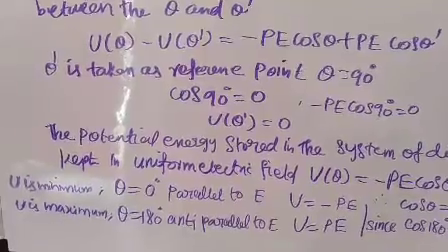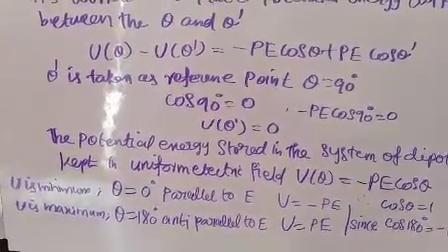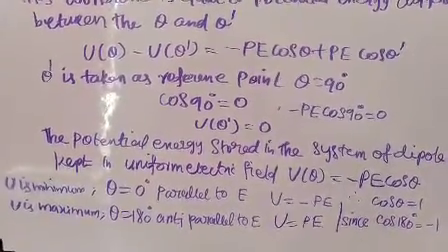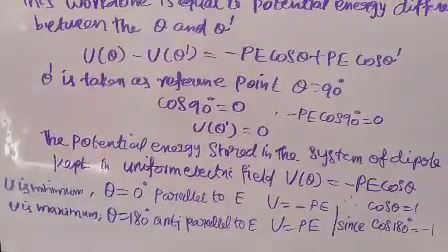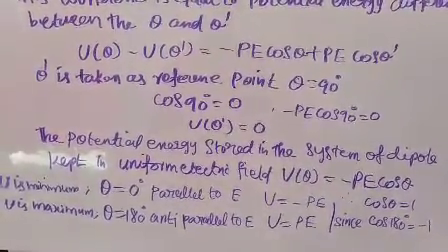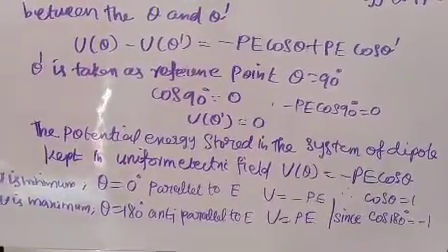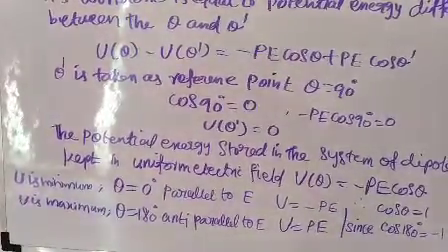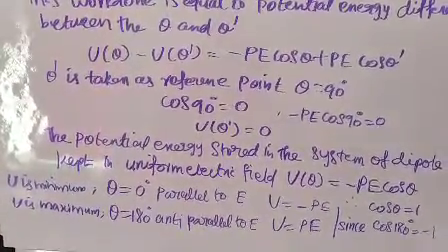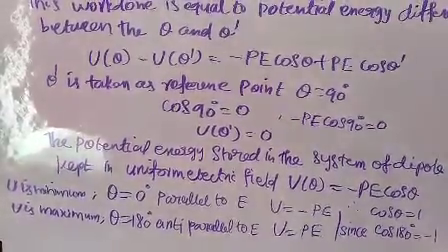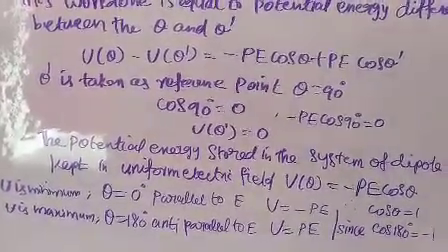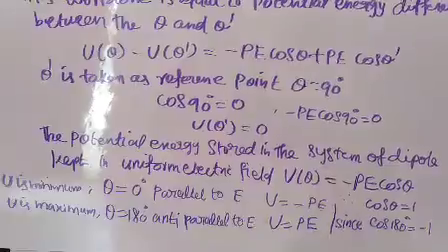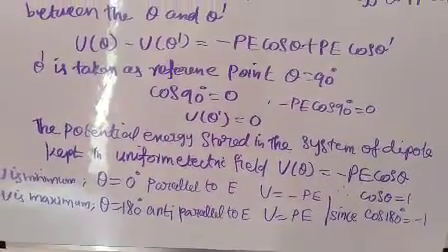Potential energy is maximum when the dipole is kept in the uniform electric field opposite to the direction of the electric field, as theta equals 180 degrees, U equals P E, because cos 180 degrees equals minus 1. Potential energy is minimum when the dipole is placed in the electric field parallel to the direction of E, that is theta equals 0 degrees, U equals minus P E.